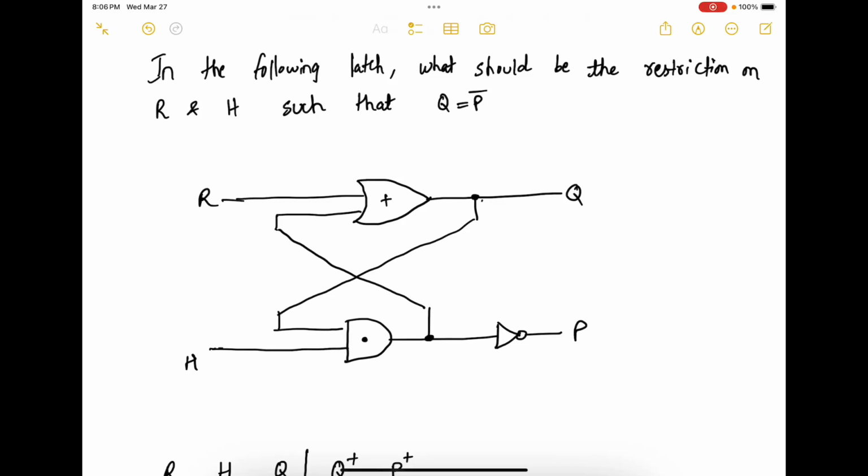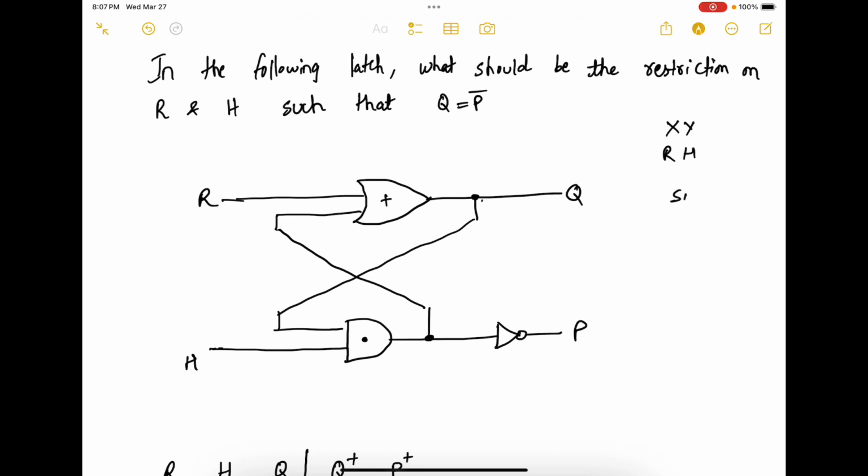Let's take a problem on latches. Here you are given another latch and it contains an OR gate, an AND gate, and an inverter. In this latch, what should be the restriction on R and H such that Q and P are always complementary? So this is basically an XY latch where X is R and Y is H.